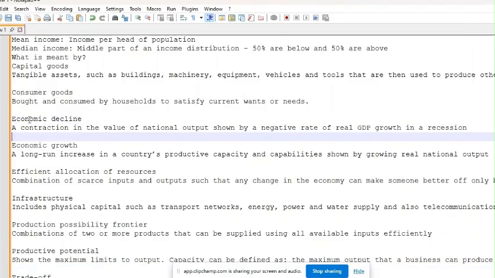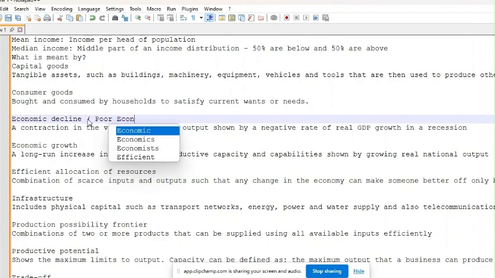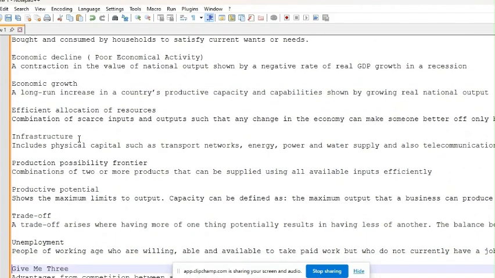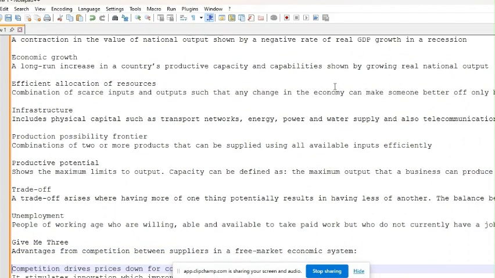We have economic decline. This is a contraction in the value of output, shown by a negative rate of real GDP growth in a recession. These are usually times of poor economic activity in an economy. Economic growth is a long-term increase in a country's productive capacity and capability, shown by real national output.